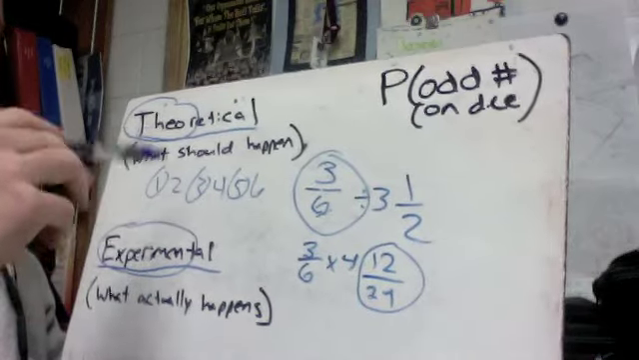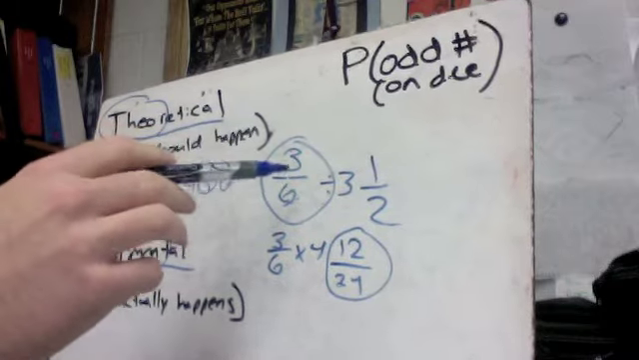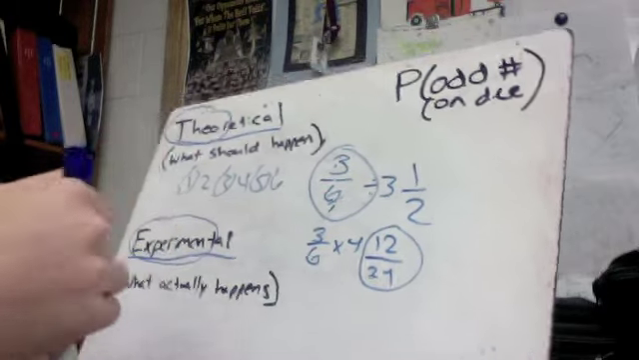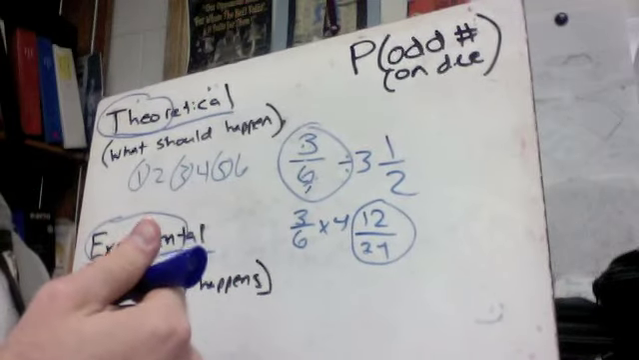So the difference between the two up here is what should happen. Okay, 3 out of 6. That's the probability we came up with because there are 3 odds out of 6. Definitely. Does it always happen that way? Experimental probability, when you actually run the experiment, no.